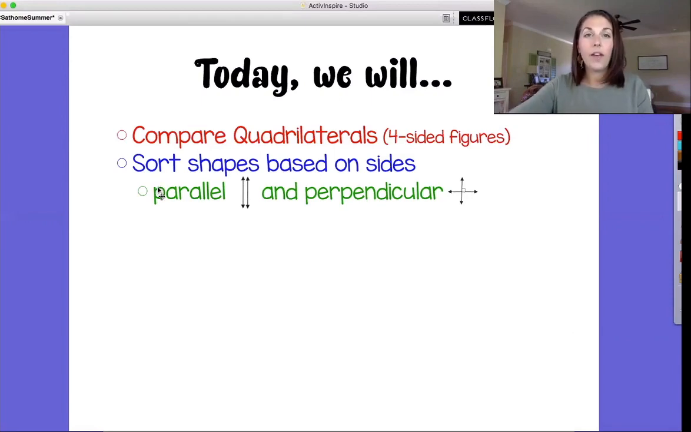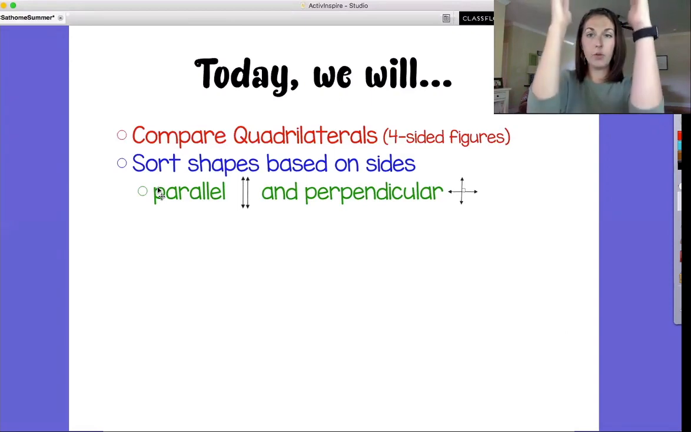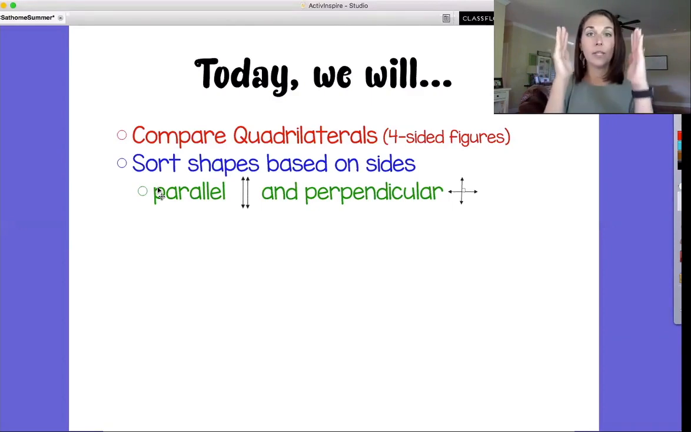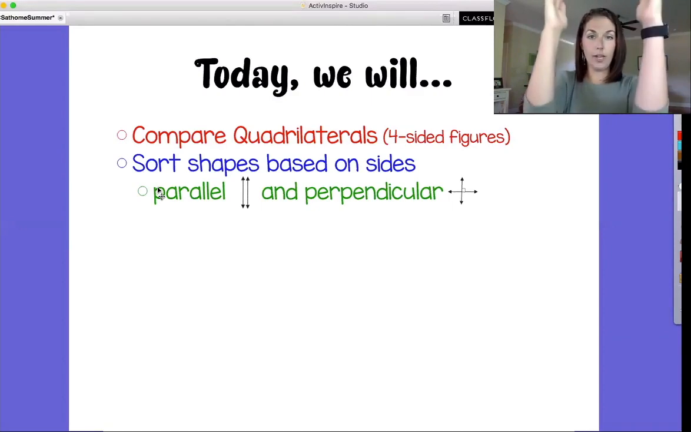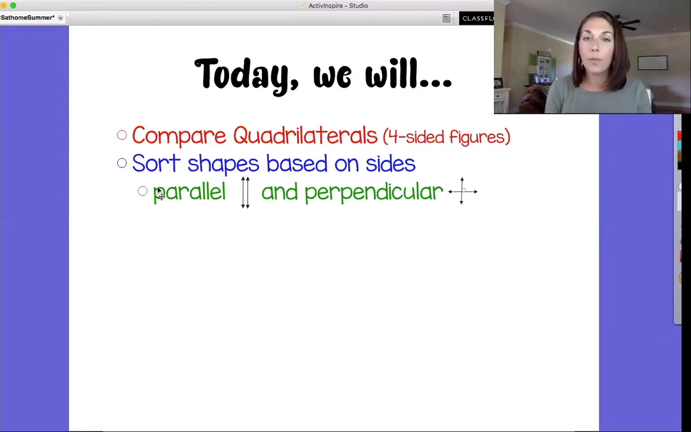Parallel means that if I extended my two opposite sides, those sides would never intersect. They would run side by side. They would go on forever in each direction, and they would never intersect because they are the same distance apart at any point. And then we have perpendicular. To help me remember this, I see per and I think of perfect. And I want those perfect right angles. If I extended those sides, I would have perfect right angles in each of my corners.